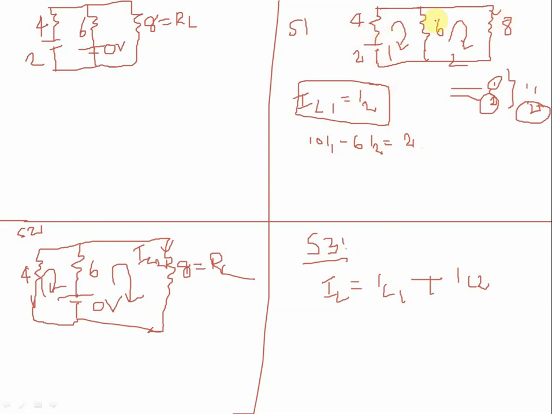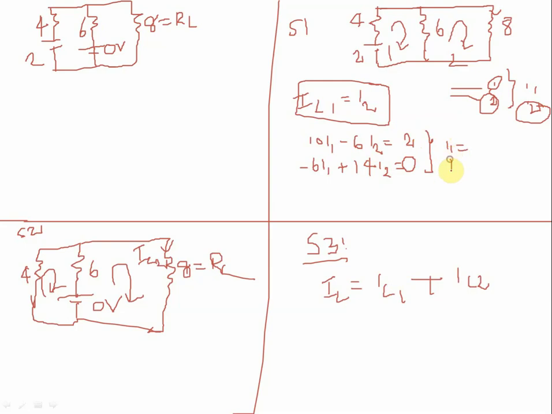Then, from loop 2, you will write minus 6 I1 plus 8 plus 6. What is the answer? 14 I2, it is equal to 0. Okay, use this one, tell me I1 and I2.